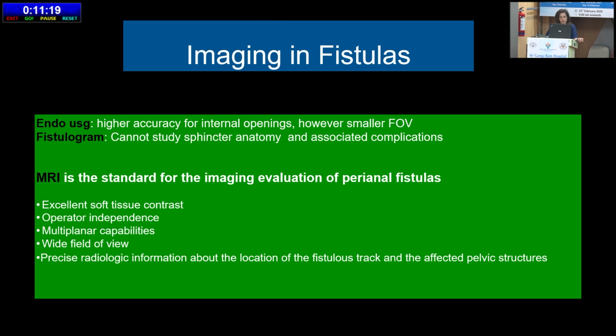Fistulograms are now absolutely outdated because they cannot give you the sphincter anatomy very well. And of course, the associated complications are not seen. So MR has now emerged as the imaging tool and the gold standard for pre-surgical evaluation of fistulas. And why is that so? It gives you excellent soft tissue contrast. It is not dependent on the operator like ultrasound. It has multiplanar capabilities. It has a wide field of view, and precise radiological information about the location of the tract and the affected pelvic structures can be given.